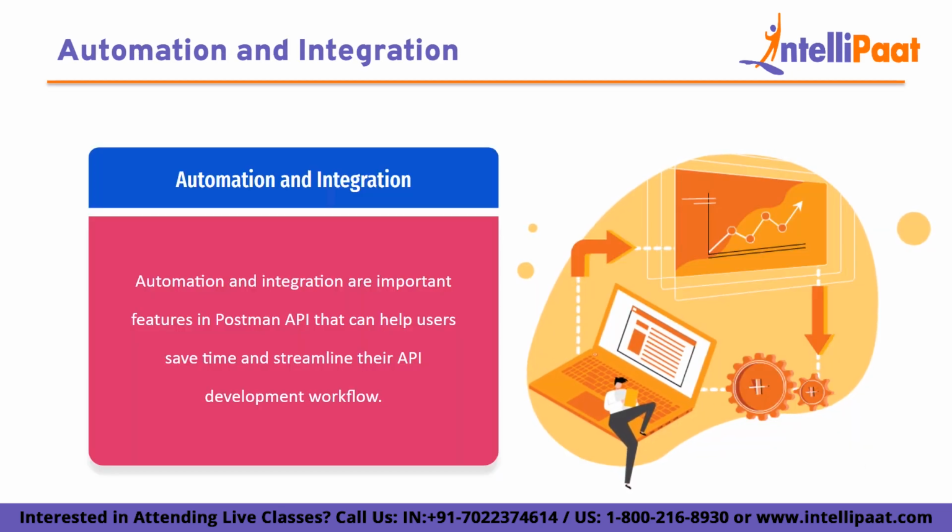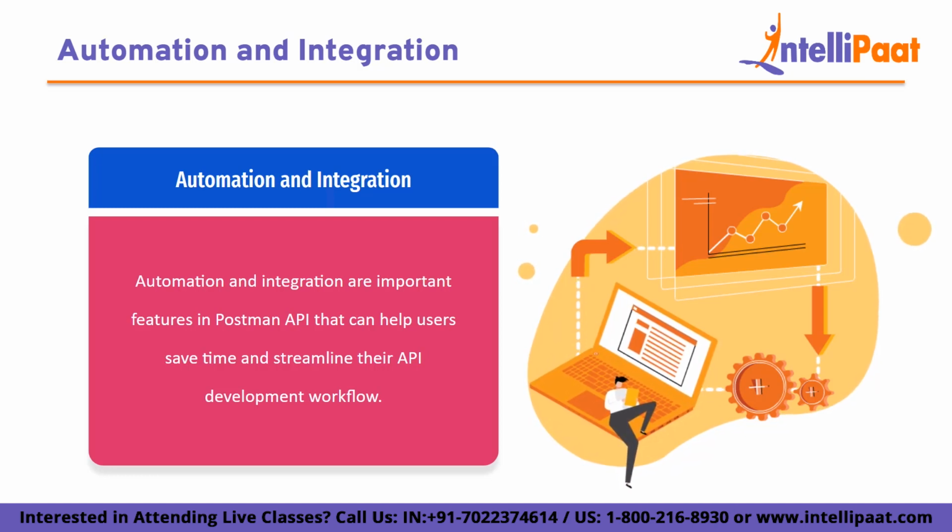Moving on, let's talk about automation and integration. Automation and integration are very important features in Postman that can help users save time and streamline their API development workflow. These features allow users to automate repetitive tasks and integrate Postman with other tools and services, making it easier to create, test, and deploy APIs. Postman provides a variety of automation features that allow users to automate API testing, documentation, and deployment. Users can create automated tests for their APIs, allowing them to quickly and easily test API functionality and ensure that their APIs are working as expected.